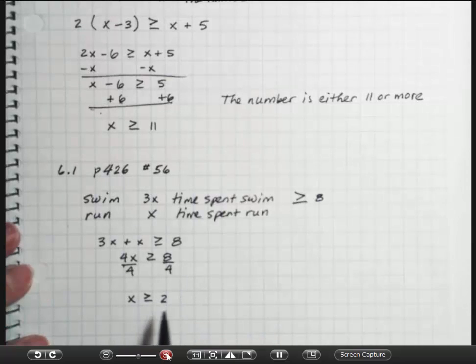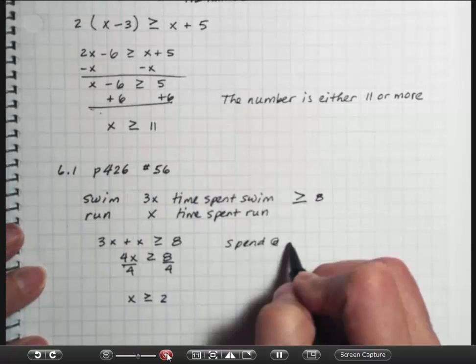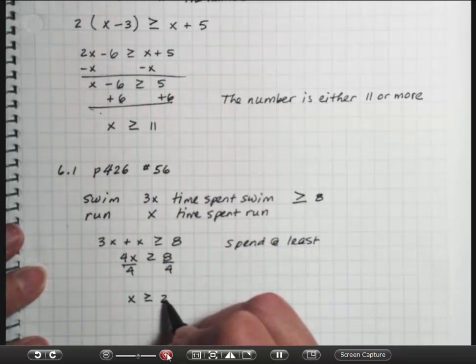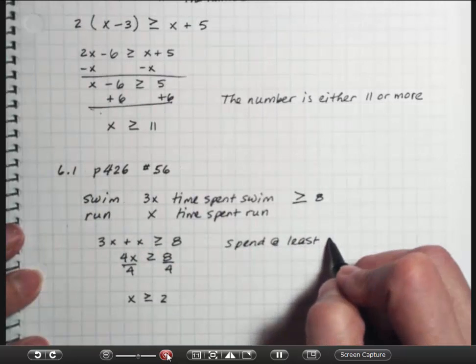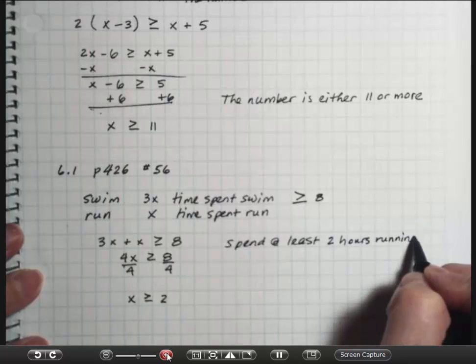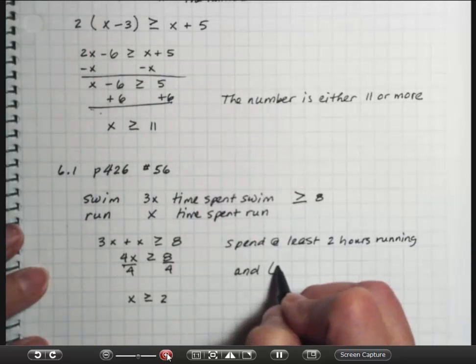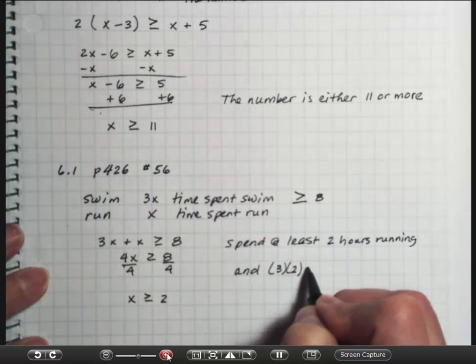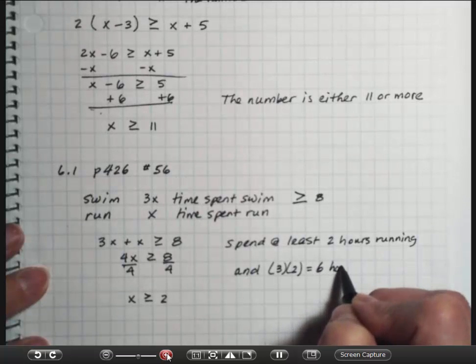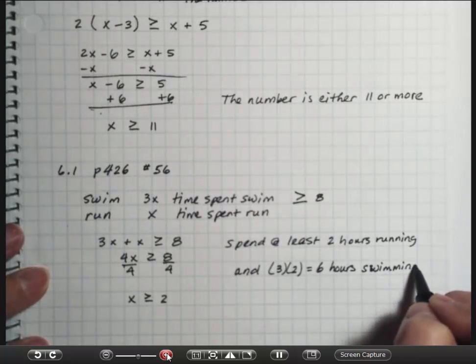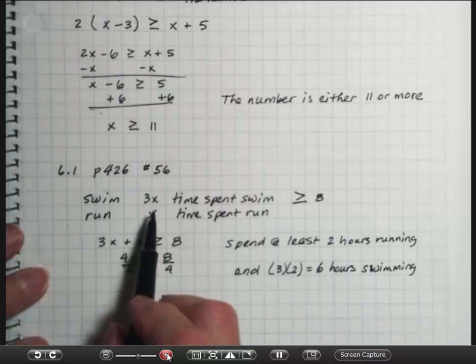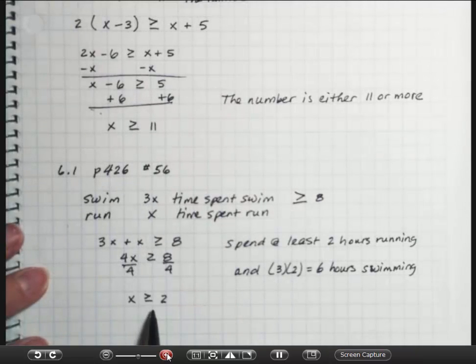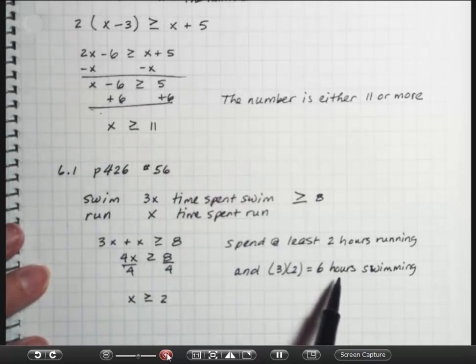So that means that she's going to have to spend at least 2 hours running, and 3 times that 2, which equals 6 hours swimming. And I've got that 3 times 2 from up here, where 2 is what I came up with. I put it in there, so that gives her at least 6 hours.